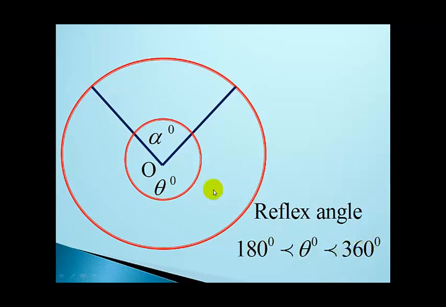So when you consider the two angles at the center O of the circle, theta degrees is the reflex angle, since it is the angle greater than 180 degrees but less than 360 degrees. So theta degrees is the reflex angle because it is greater than 180 degrees but less than 360 degrees.